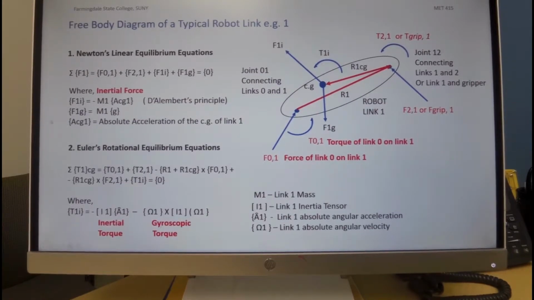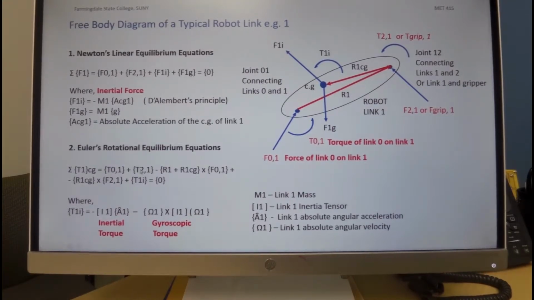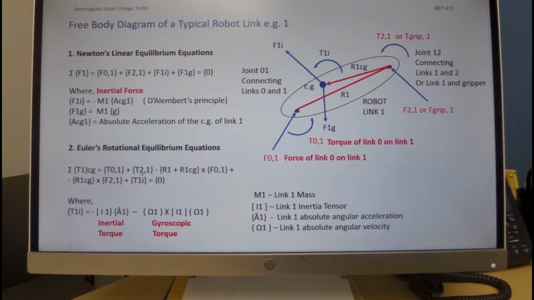The second equation is the Euler rotational equation. It's similar. We take the summation of torques about the CG equal to 0. It's a little bit more complicated, but let's take a look at the details. First of all, we have the torque that link 0 is acting on 1. This is the torque that link 0 is acting on 1 through joint 1. Similarly, we have the torque that link 2 is acting on 1. It could be the gripper, but for now, let's just assume that it's another link.